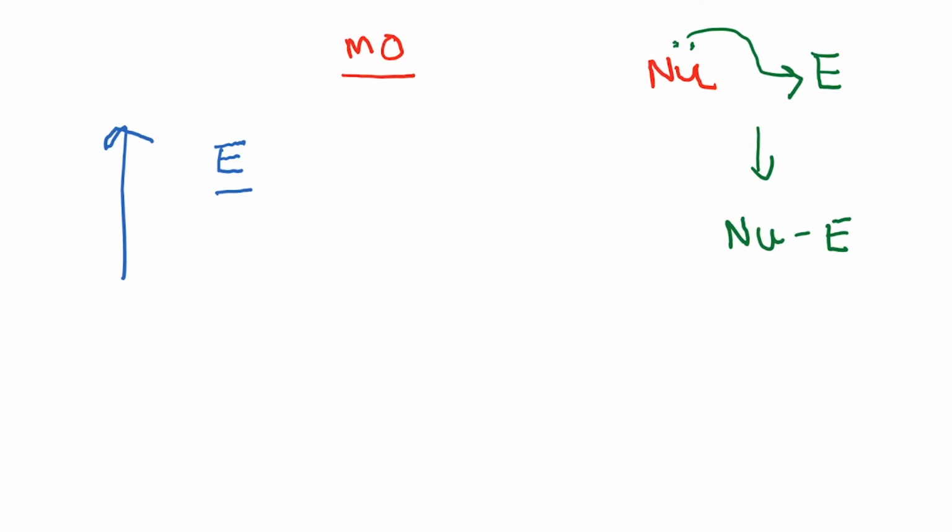But essentially, this is the new bond that is actually being formed between the nucleophile and the electrophile. Okay, so bond formation involves a pair of electrons. So coming back to this molecular orbital picture, if this is energy and this is the electrophile, right? E here denotes an electrophile.